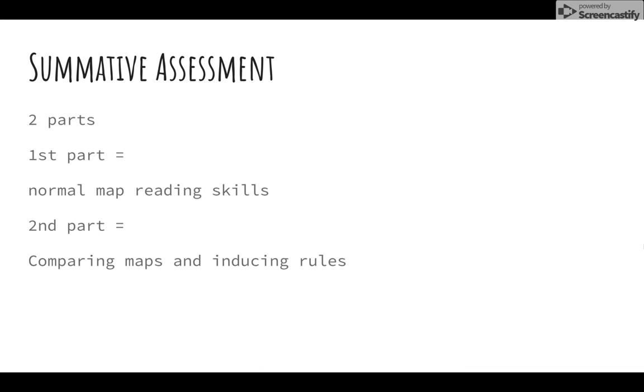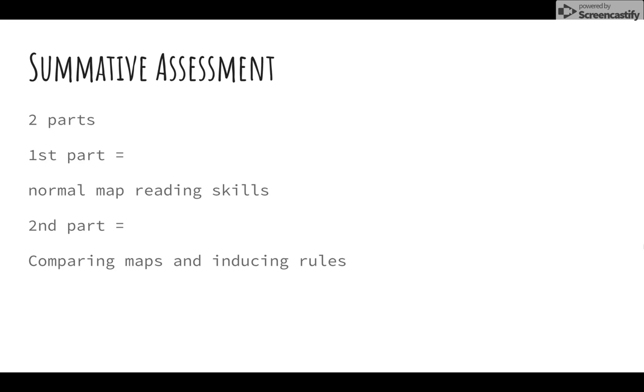Summative assessment, where they put all this together, will have two parts. The first part is just normal map reading skills, so they'll have to identify locations using latitude and longitude coordinates, or they'll have to say what the different symbols on the map mean using the map key or legend.